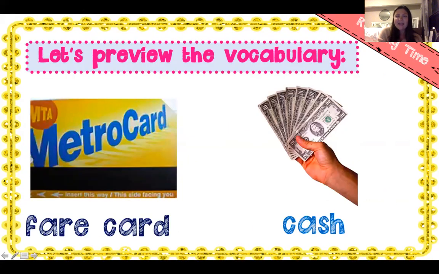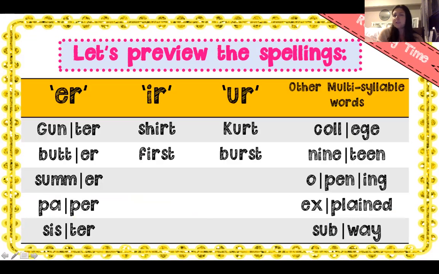Okay, now I'm going to go back and we're going to review some words with the sounds that I'm going to see. So when I see ER, I see Gunter, butter, summer, paper, sister. With the IR, I see shirt and first. With the UR, I see Kurt and burst.